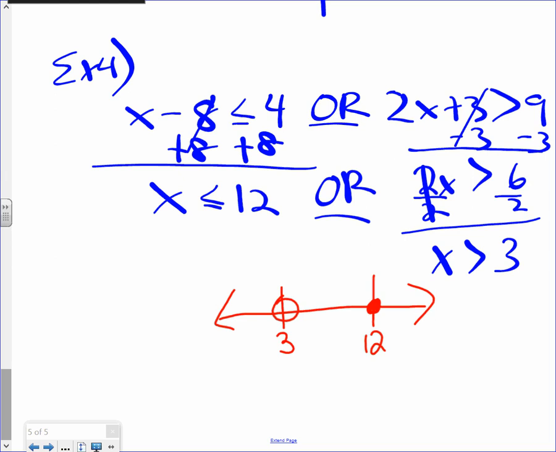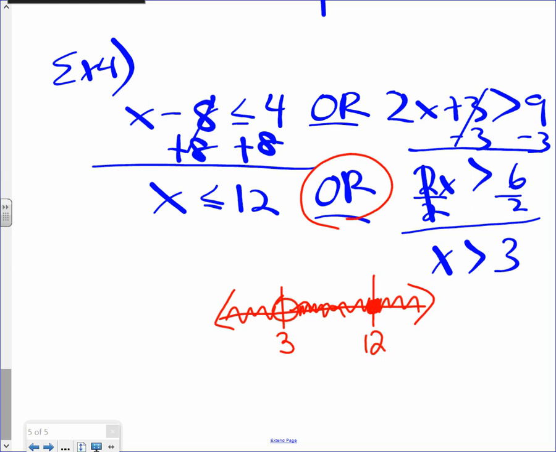Now, this one's a very special case that I'm not going to give you on the test. This one is actually all real numbers, but I'm not going to get into the details of this one. Typically, when we have an OR problem, you're going to have to be shading opposite directions. But this is a very special kind of OR problem. Notice, x is greater than 3, I have to shade this way. And x is less than or equal to 12, I have to shade this way. That means the whole number line will be shaded. It's all real numbers.